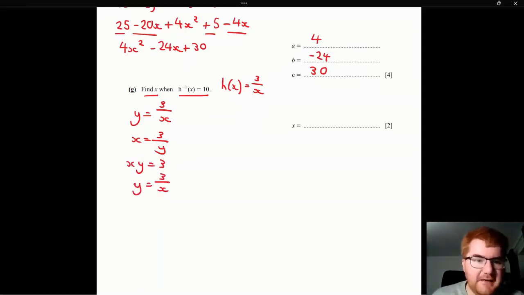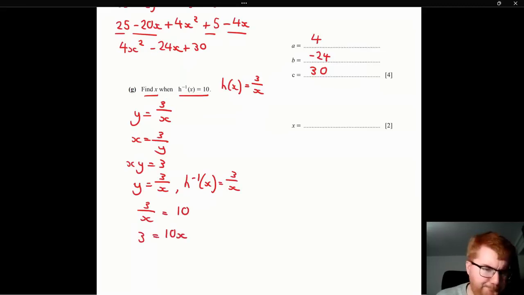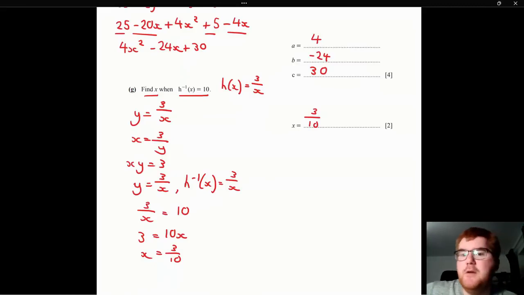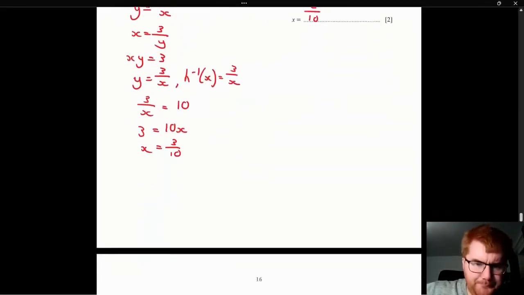And all we're saying here is the inverse, which is actually itself, is equal to 10. So then we just solve the equation. And a quick solving of the equation here gives us x is equal to 3 over 10. Again, there's another way of doing this as well, but let's stick to the standard methods that we already have.